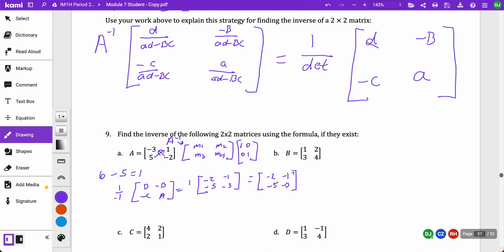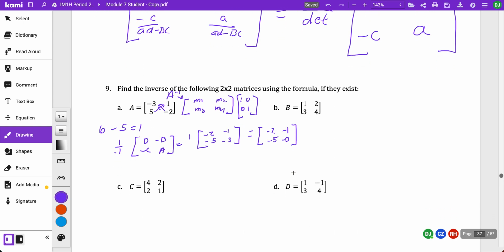Now really quickly, guys, what did I just solve for? If you were to take this matrix A and you multiplied it by the multiplicative inverse of negative 2, negative 1, negative 5, negative 3, you would end up with 1, 0, 0, 1. This will become very helpful when we're trying to solve for missing variables.